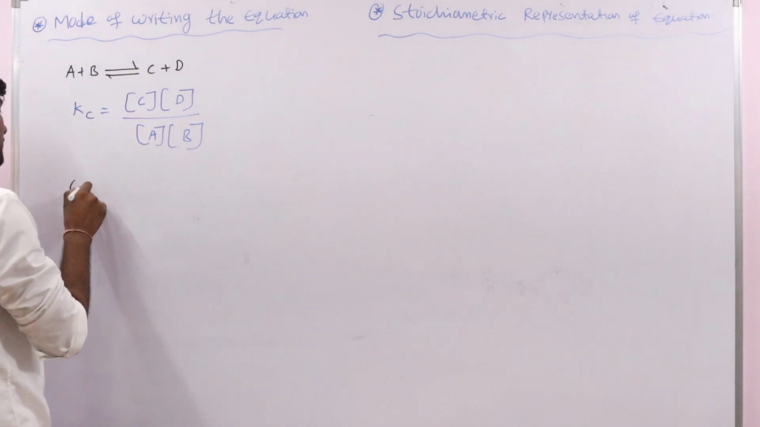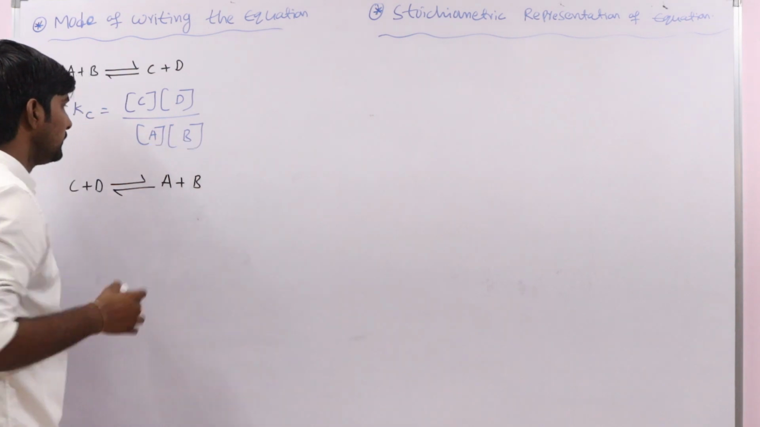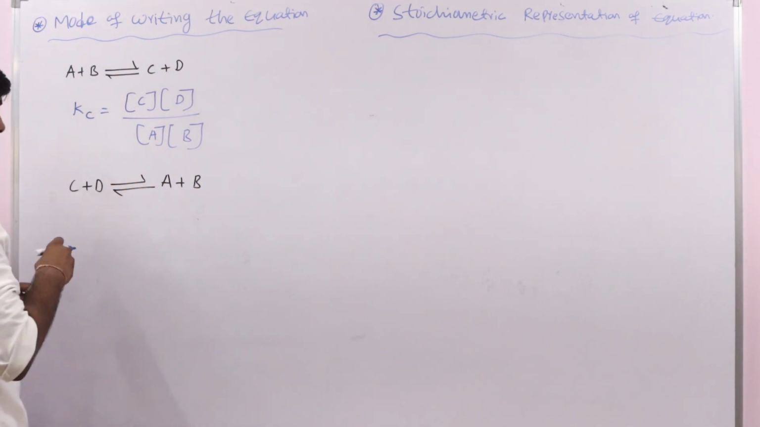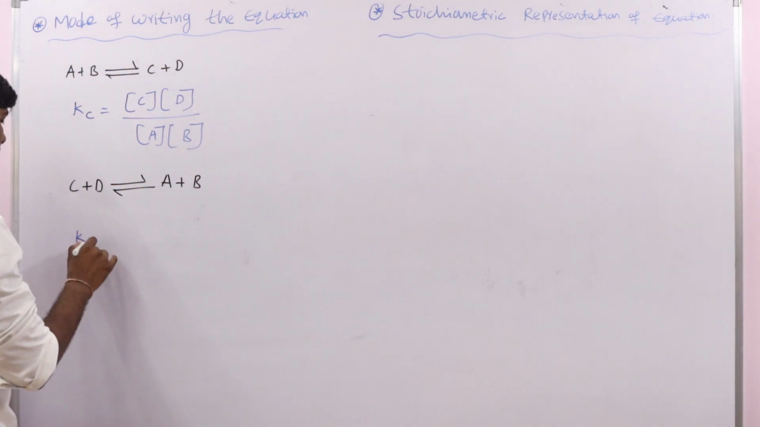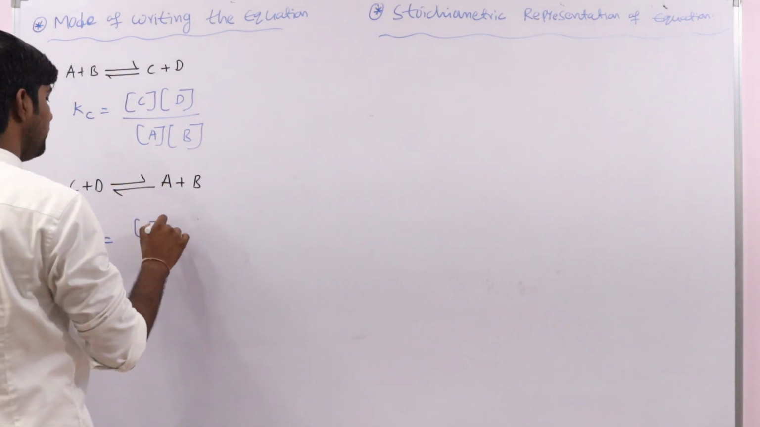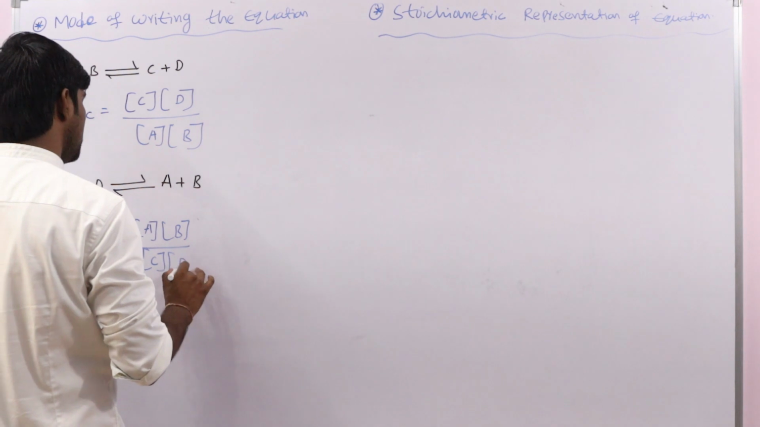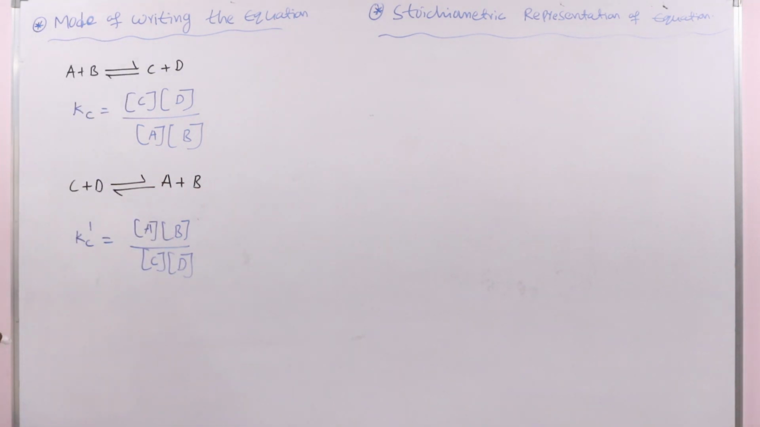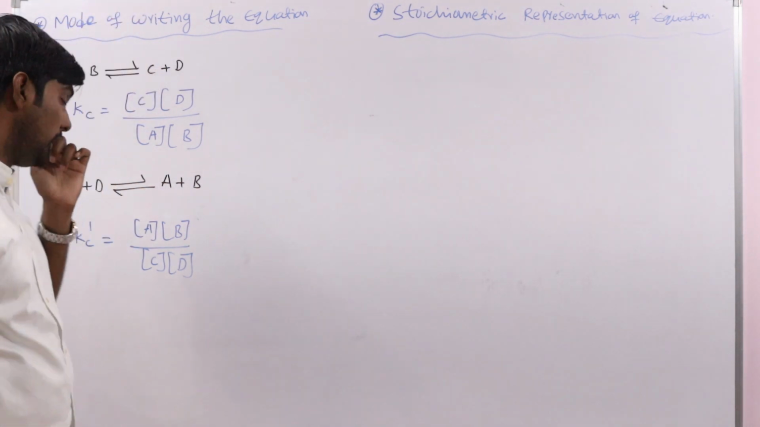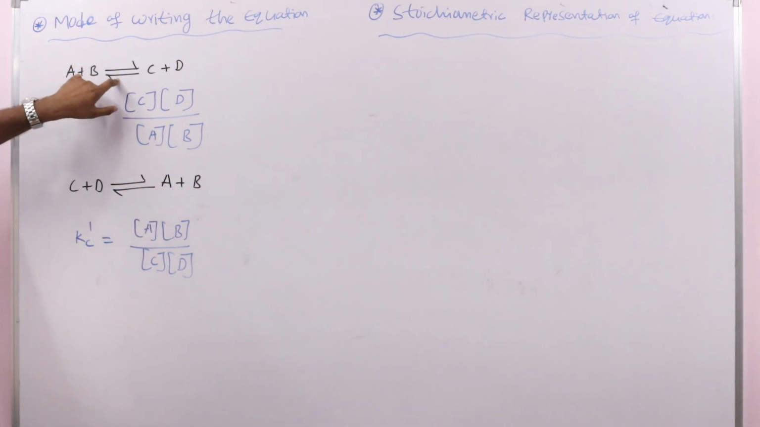Suppose it is written in this way: C plus D gives A plus B. In this case, what is the equilibrium constant expression? Let us call it Kc dash. Kc dash equals concentration of A into concentration of B by concentration of C into concentration of D. See here, same reactants and same products, but here A plus B gives C plus D and here C plus D gives A plus B, meaning this is exactly the reverse reaction, yes or no?